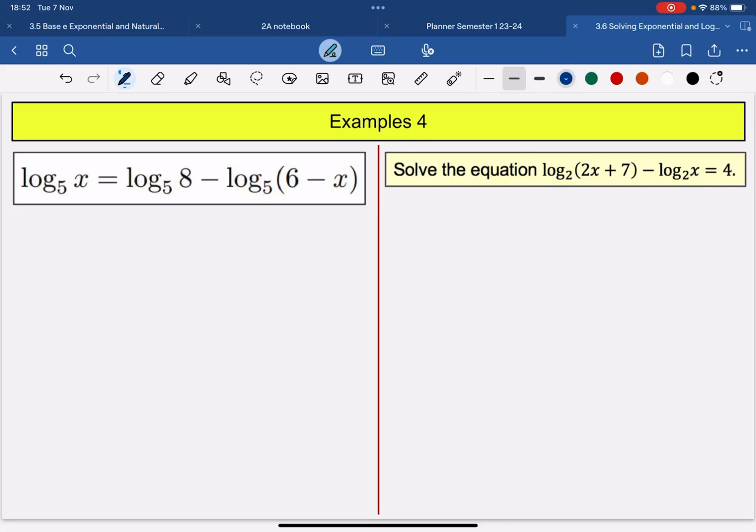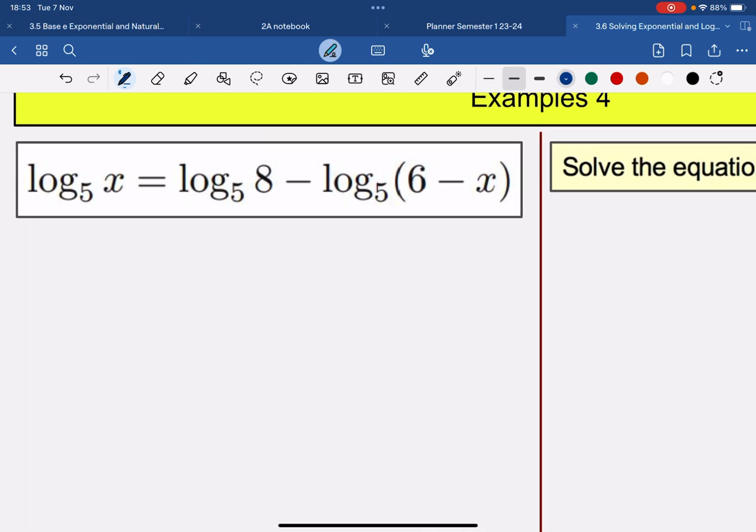So we have another one here with a log. All the bases here are the same, which is really handy, so I don't have to do any change of base for this. But what I am going to do is put all the logs, or all the things with x's, onto one side of the equation, and everything without an x can stay on the other side of the equation.